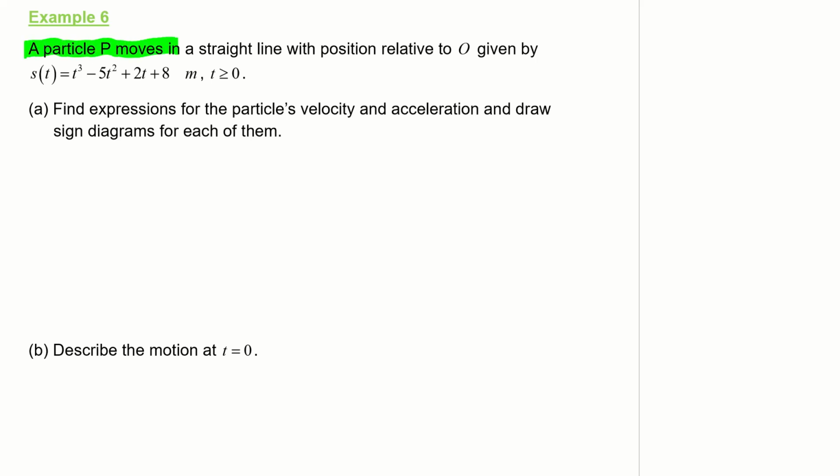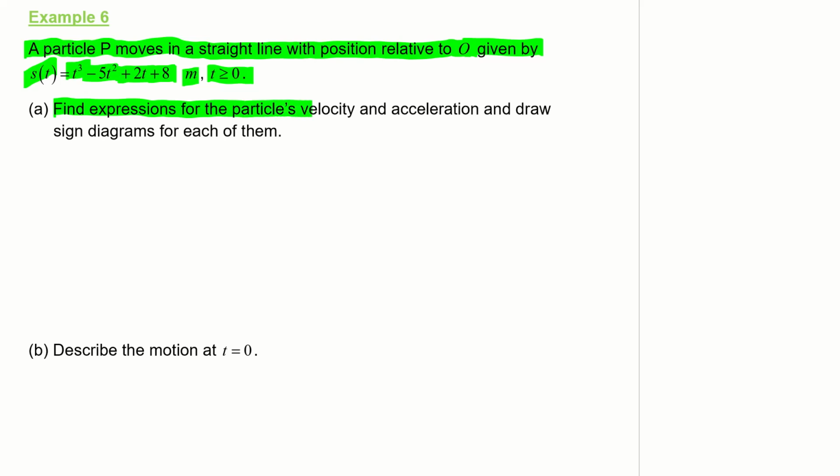A particle P moves in a straight line with position vector relative to O, given by S of t is t cubed minus 5t squared plus 2t plus 8 meters, and this applies for t greater than or equal to 0. Find expressions for the particle's velocity and acceleration and draw sign diagrams for each of them.